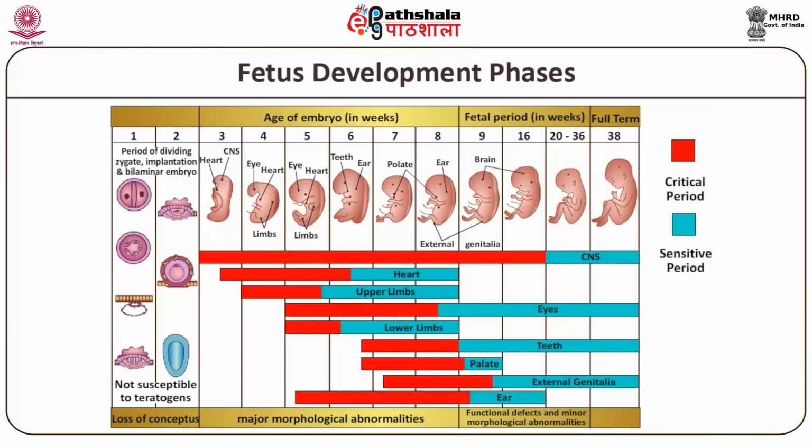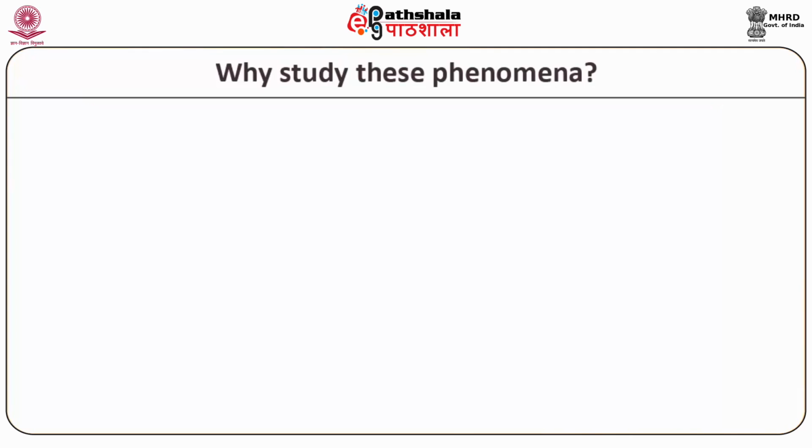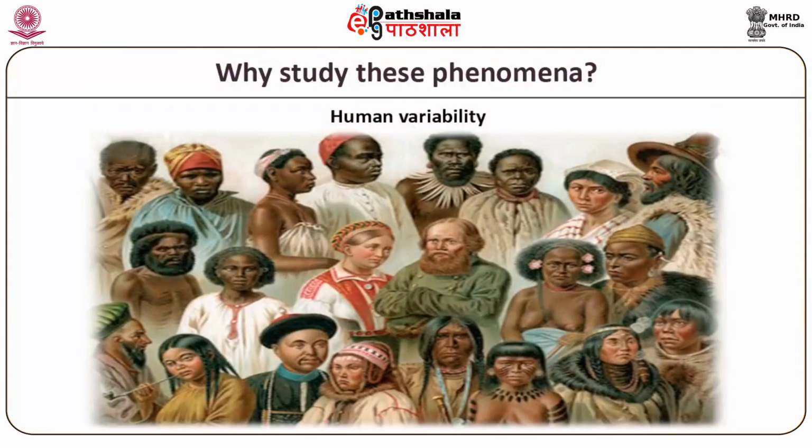Why do we study these phenomena? Growth, development, and maturation: human variability is one of them. An array of environmental factors, which could be nutrition, disease, physical activity, and others, interacts with the genetic potential of an individual during the years of growth and maturation.